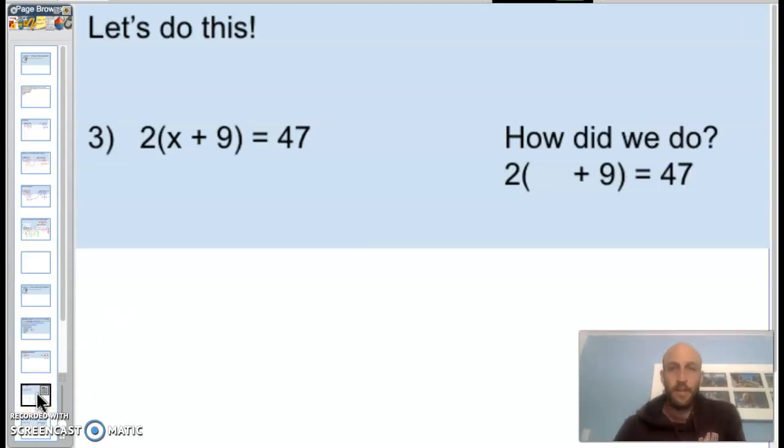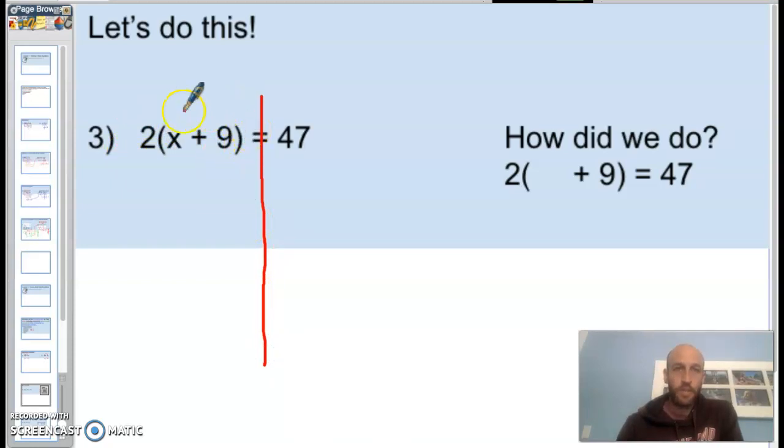So now we can see that we have an equation, just like we did in the last lesson, but we also see that we have the distribution problem first. Okay, so what we're going to do when we solve this is the first thing we're going to do is to distribute. So 2 times x is 2x plus 2 times 9 is 18 equals, and we have 47.